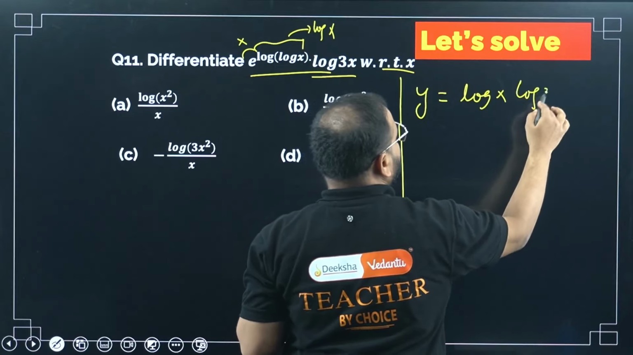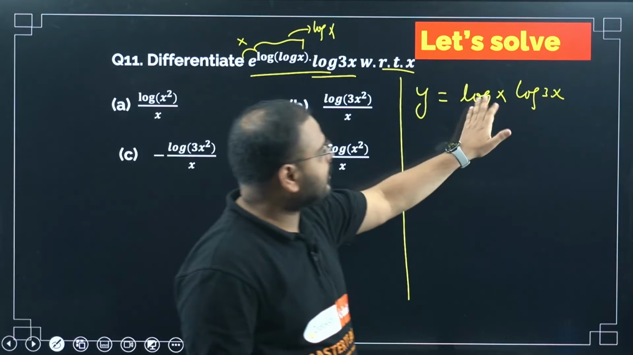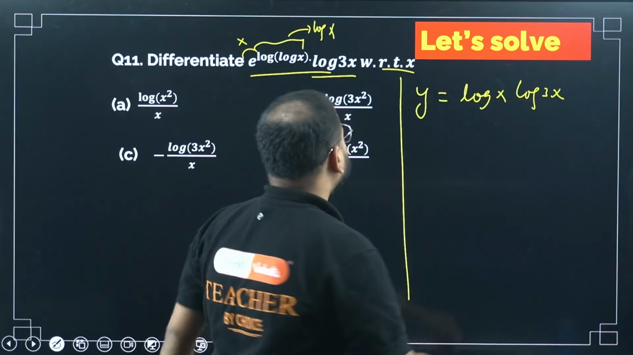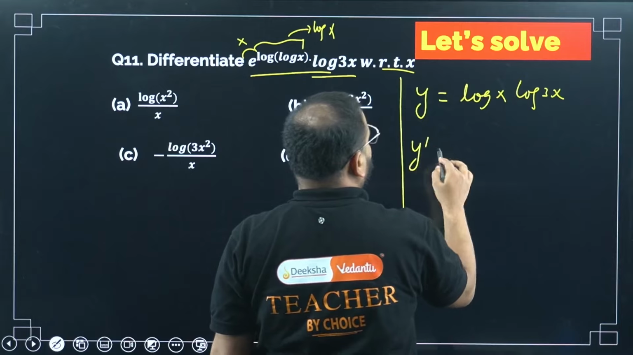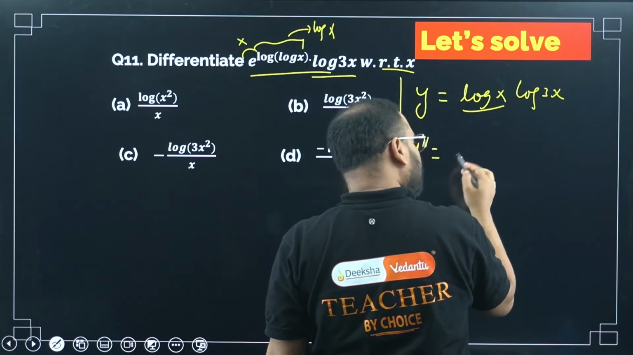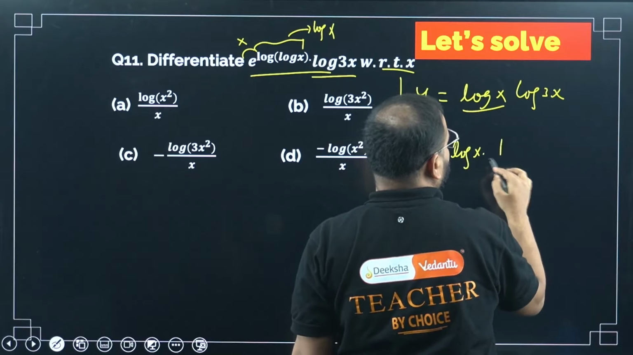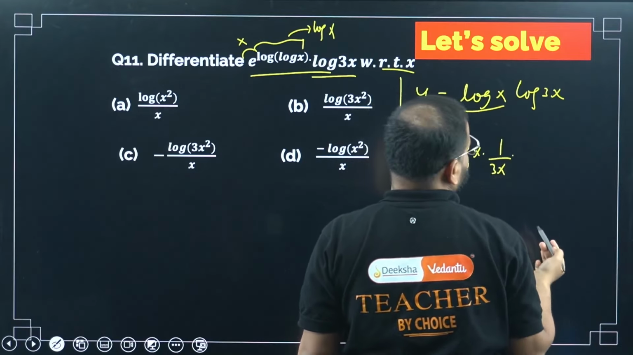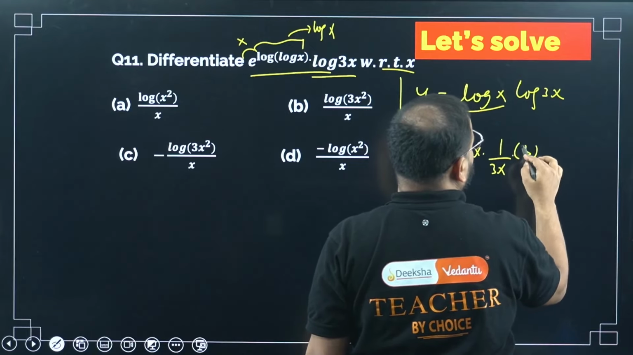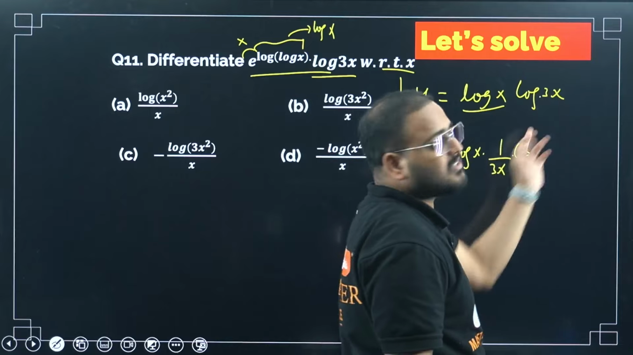Log 3x. Now what are we going to do? This is the product rule, right? Log x into log 3x is the product rule. Let's find it out. Simple question. Take the differentiation with log x kept as it is. The differentiation of log 3x will be 1 upon 3x times 3, because the differentiation of log 3x is 1 by 3x and the differentiation of 3x is 3.